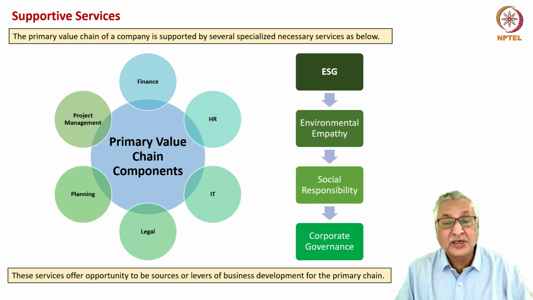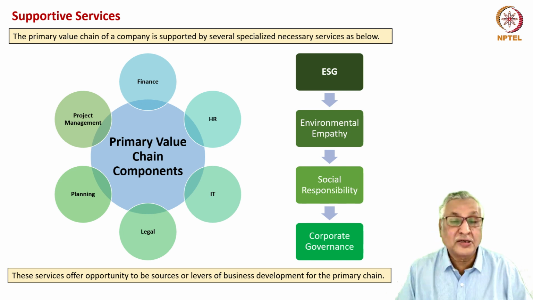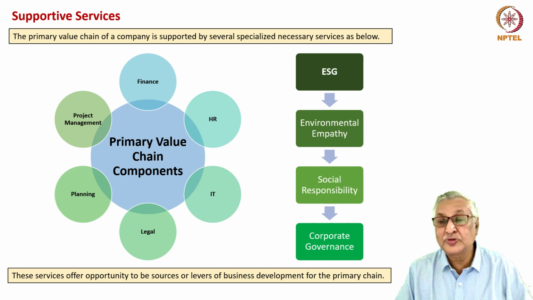But it is not the functional specialization or just the elemental nature of the value chain that is of relevance today. If you want to position the company as a distinctive company, the company also needs to do something beyond what is normally done in terms of specializations. And that comes through sustainability or environmental, social, and governance aspects of the company, ESG: environmental empathy, social responsibility, and corporate governance. If a company follows these standards, apart from doing whatever is required for the efficiency and effectiveness of the business, then that company can be uniquely positioned by the business development teams. These services and the ESG standards offer opportunity to be sources or levers of business development for the primary chain.